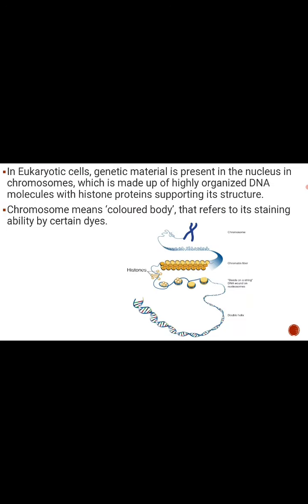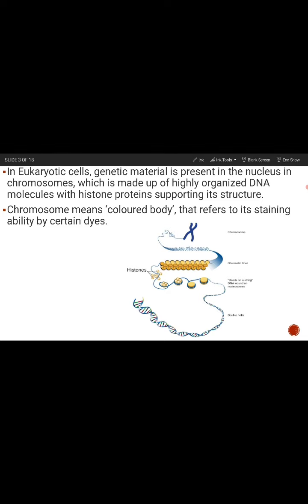So in a eukaryotic cell, genetic material is present in the nucleus in chromosomes, which are made up of highly organized DNA molecules with histone protein supporting their structure. So what's it saying? That in eukaryotic cells, chromosomes are present. Prokaryotes don't really have chromosomes. They have free DNA in their cytoplasm, but the eukaryotic cell has its DNA folded.